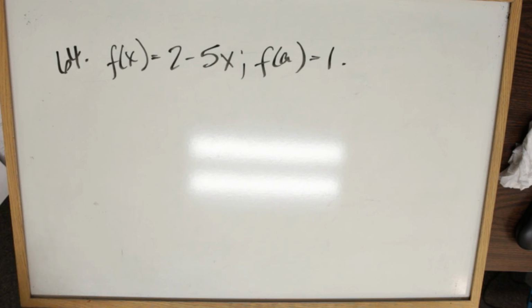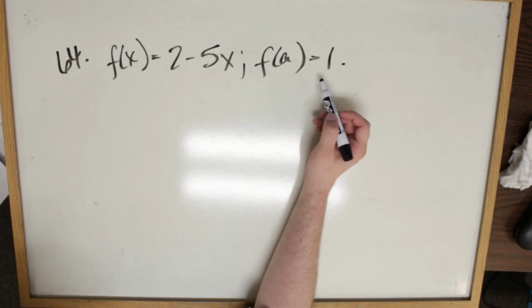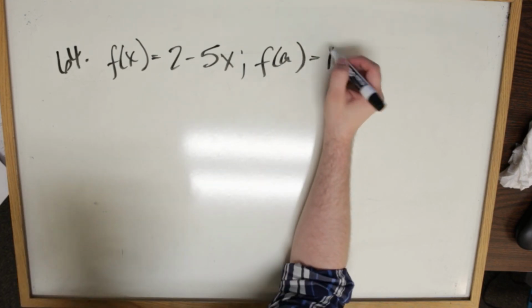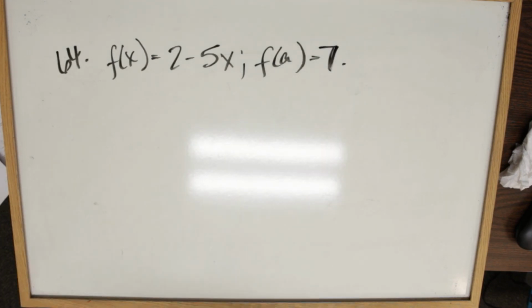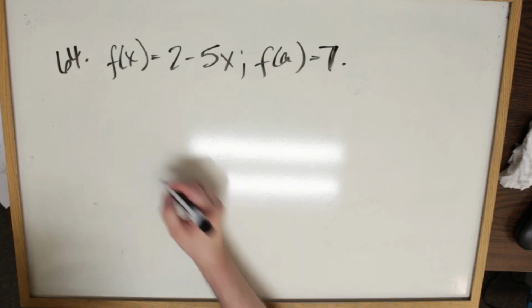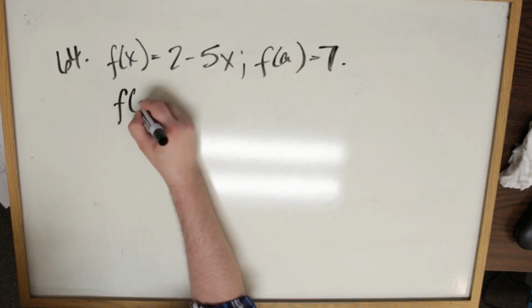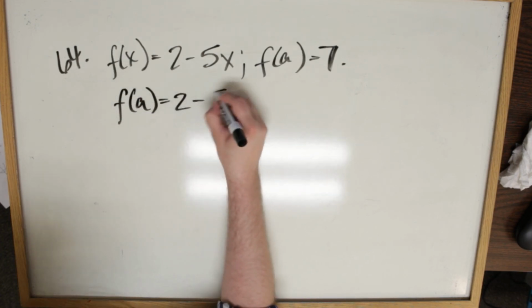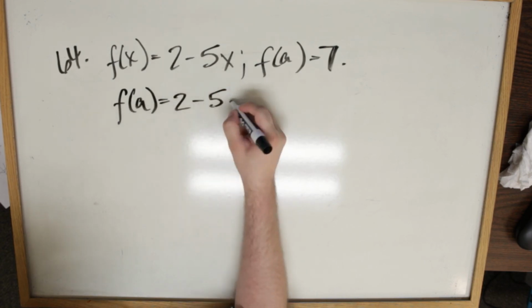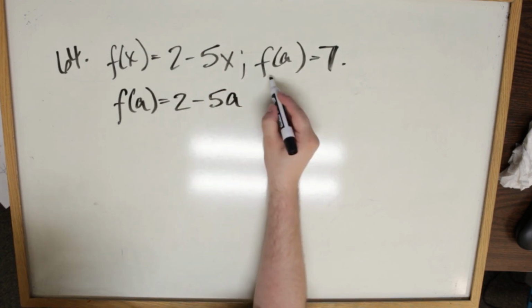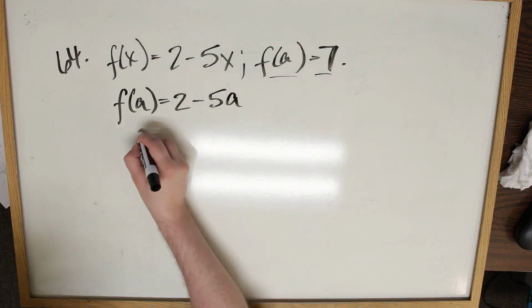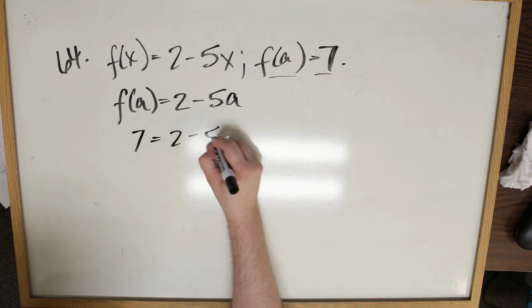So long story short, what we're doing is we're substituting a in for our x value, and then we're setting the entire thing equal to whatever is on this side right here. I think I wrote that wrong. Yeah, this should be 7. Sorry, that's a 7. All right, so what are we doing? F of a is equal to 2 minus 5a. Again, we're substituting a for x. We know that f of a is equal to 7. So now I'm just going to do 7 is equal to 2 minus 5a.